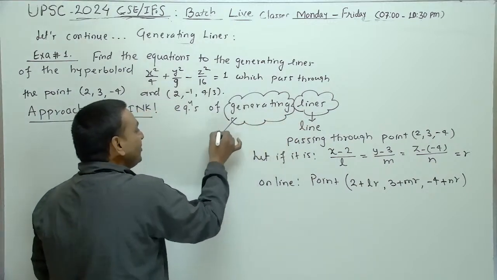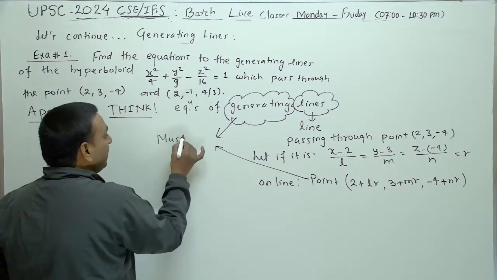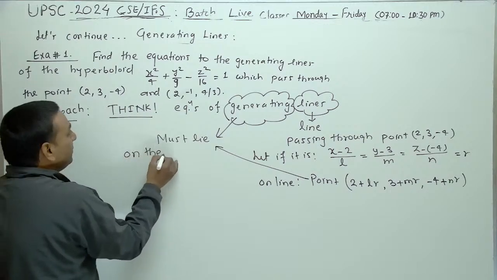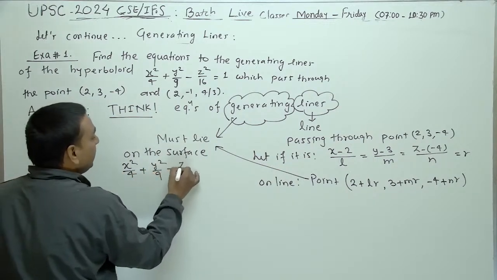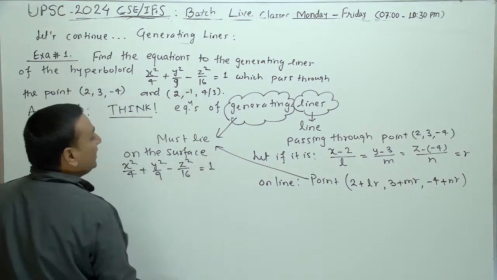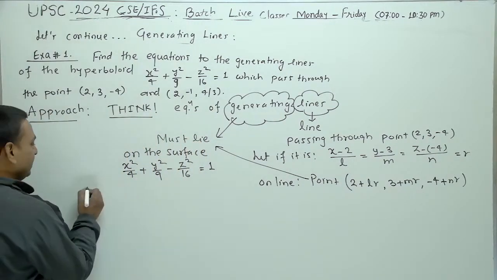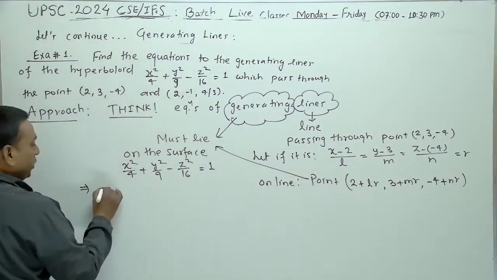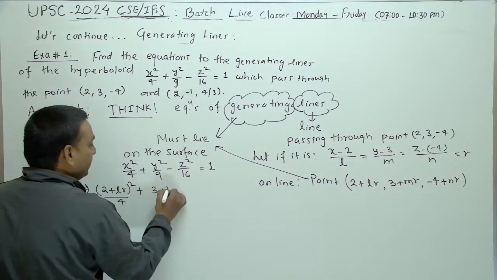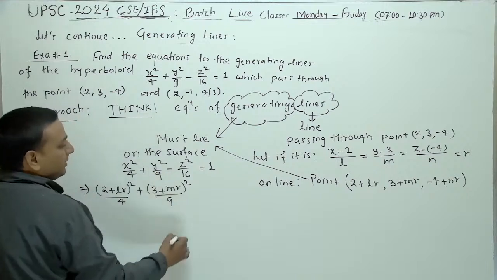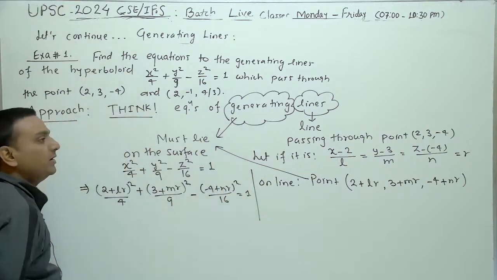चाहिए क्या? जनरेटिंग लाइंस। अच्छा बेटा, ध्यान से देखिएगा, दिस मस्ट लाई ऑन द सरफेस x²/4 + y²/9 - z²/16 = 1 or not? अरे say yes or no. This implies x component is what? (2 + lr) whole square divided by 4, (3 + mr) whole square divided by 9, minus (-4 + nr) whole square by 16 equals 1। क्या मिलेगा?